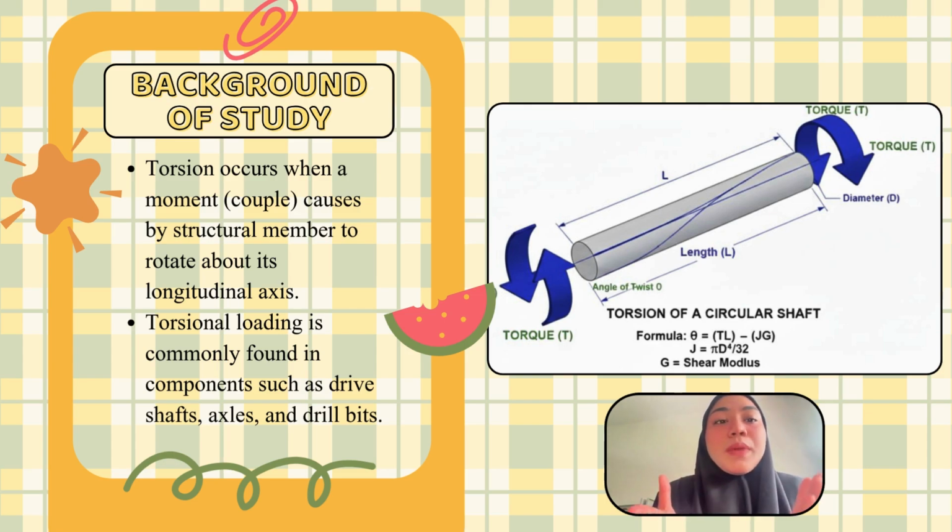So here is the background study of our group project. Torsion occurs when a moment couple causes a structural member to rotate about its longitudinal axis. Torsional loading is also commonly found in components such as drive shafts, axles, and drill bits.